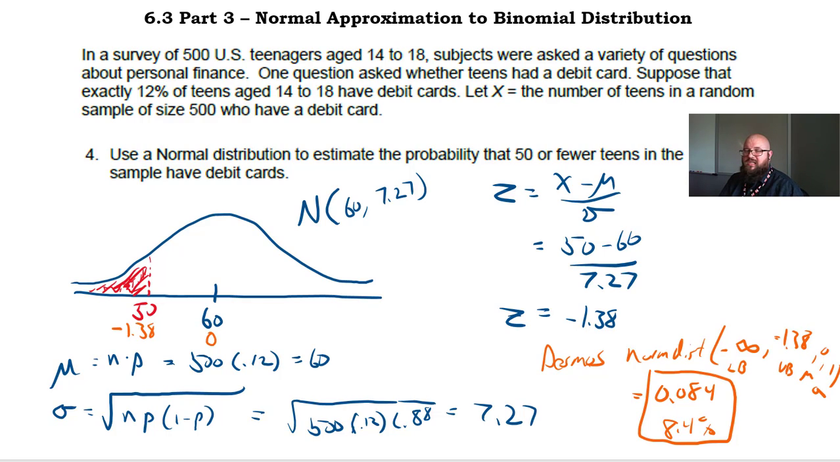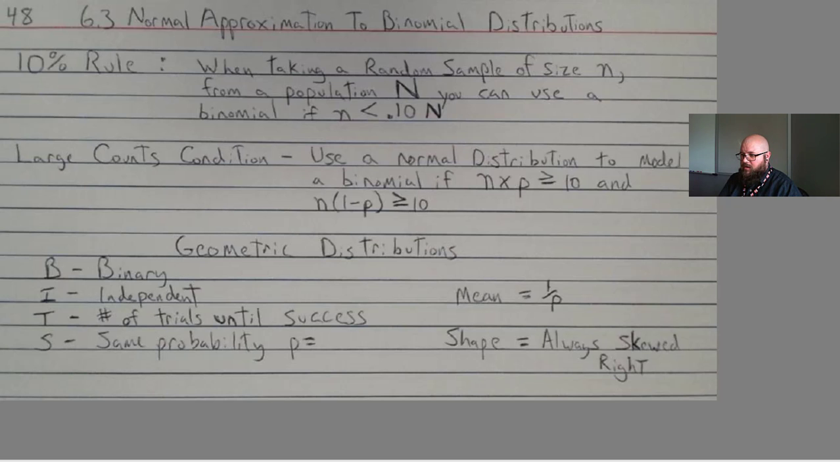So that's dealing with 6.3 part 3, your 10% rule and your large counts. Then we did a little recap on solving for a z-score, using our mean and standard deviation, and finding the area under the curve. All right, let's jump into part 4. In part 4, we're going to be talking about geometric distributions, and how the mean and shape are different. So let's look at this.